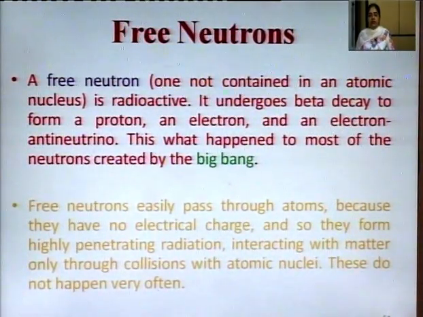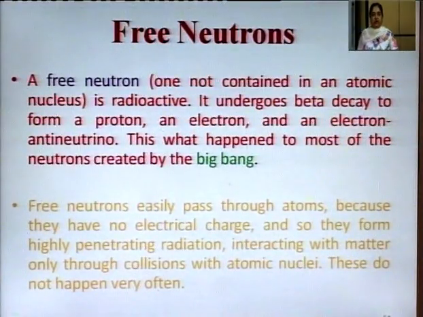What are free neutrons? A free neutron is a radioactive one not contained in an atomic nucleus. It undergoes beta decay to form a proton, an electron and an electron antineutrino. This is what happened to most of the neutrons created by the Big Bang.